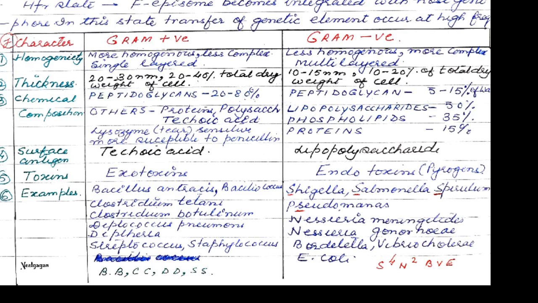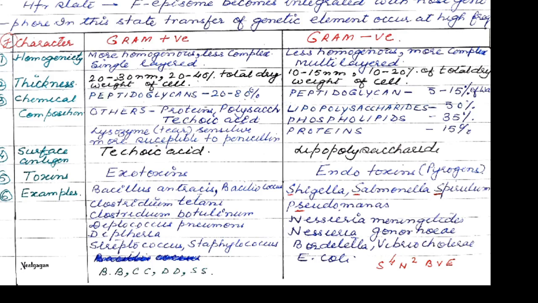The examples of gram positive bacteria which you have to memorize are Bacillus anthracis, Bacillus cereus, Clostridium tetani, Clostridium botulinum, Diplococcus pneumoniae, diphtheria, Streptococcus, Staphylococcus. You can aid your memory to learn these names as BB, CC, DD and SS. BB means Bacillus anthracis and Bacillus cereus, and we have Clostridium tetani and Clostridium botulinum, Diplococcus pneumoniae, diphtheria, Streptococcus and Staphylococcus.